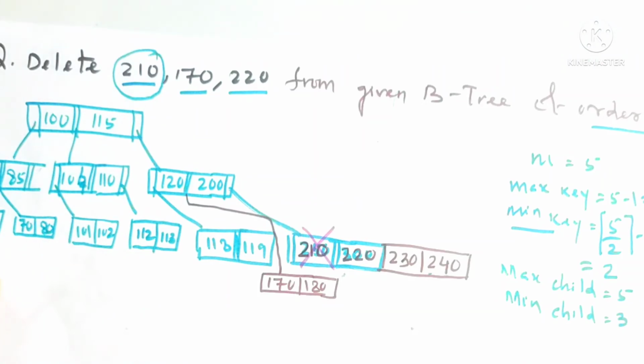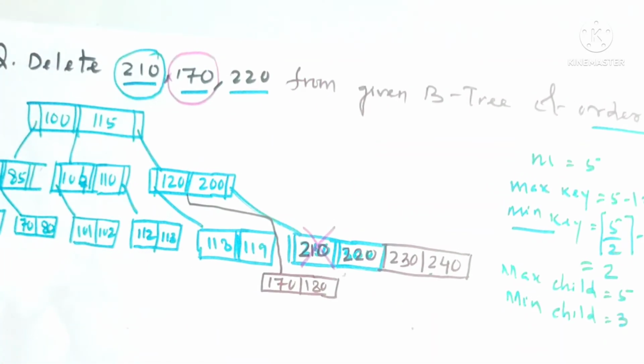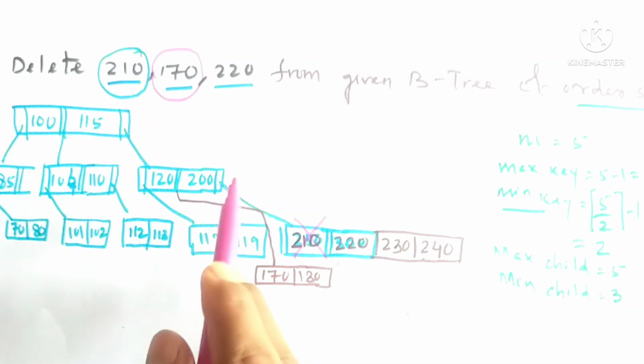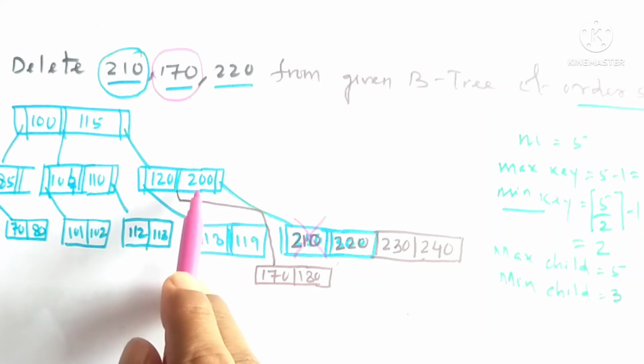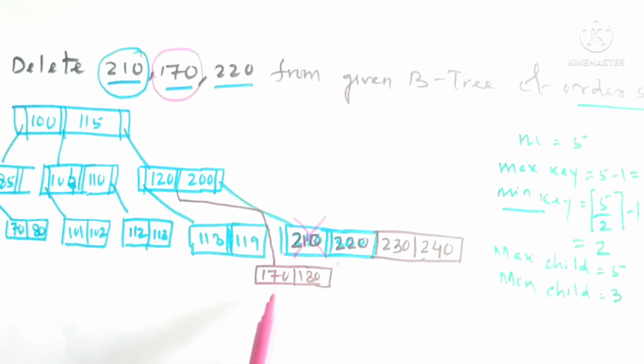Now next, delete 170. Just look at the position of 170. 170 is greater than 115, so I go to the right side. The right side is 120 and 200. 170 is less than 200, so I go to the left child of 200. The left child of 200 is this leaf node, and it contains 170. But how many keys are present? It contains 2 keys. And what is the minimum number of keys that should be present in each node? That is also 2. So I cannot delete it directly.